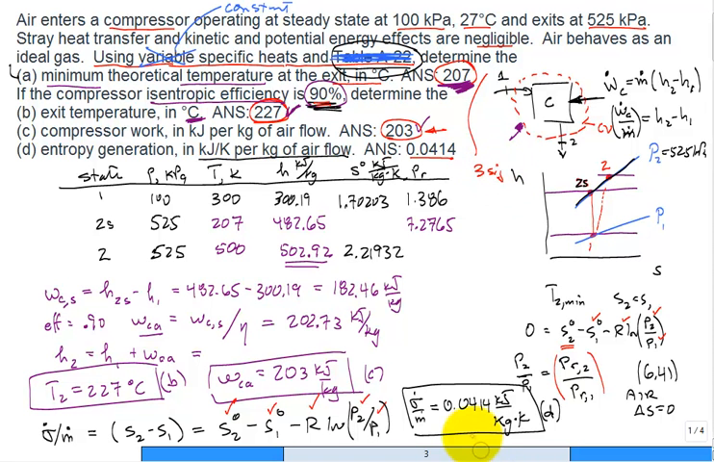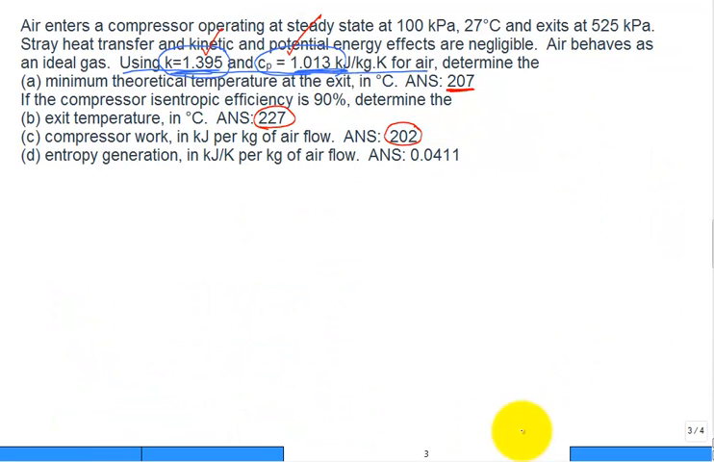So if we come over here, it's a little different, 0.0414 instead of 0.0411. So there you go. So just a slight difference on the third digit for those. But how do we make this calculation? Well, it's a very similar process.